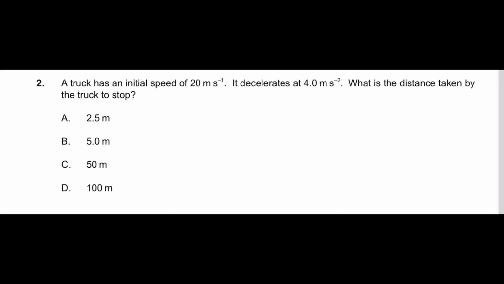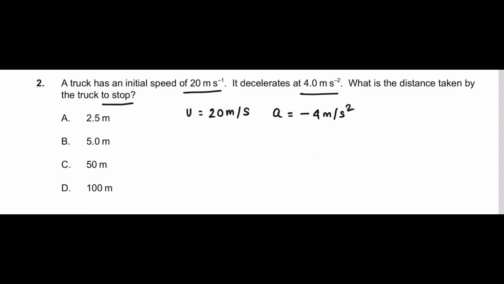So proceeding on to the next question, we have a truck which is moving at an initial speed of 20 meter per second. So u will be 20 meter per second, and it decelerates at 4 meter per second square. So acceleration is the negative of deceleration, which is equal to 4 meter per second square. Now what is the distance traveled by the truck to stop?